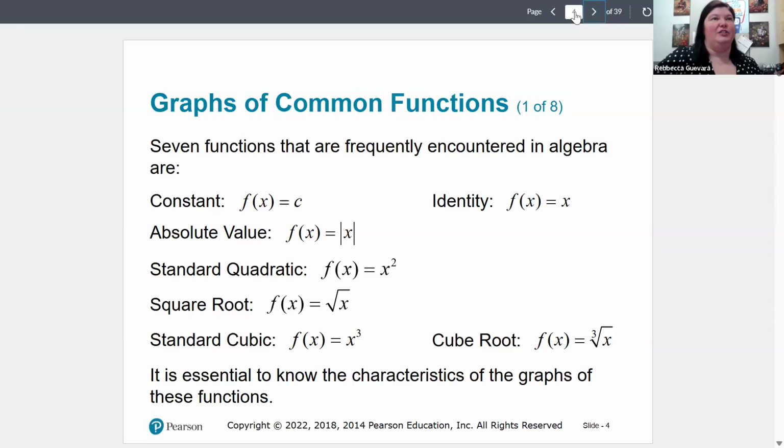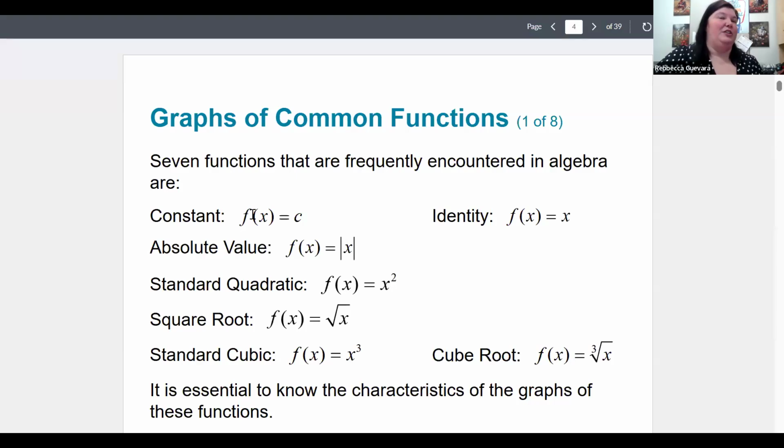Just your common functions here. Just to go through them again, because these are ones mostly we're going to play with. We have your constant function, which is f(x) is just going to equal c, where c is just a real number. So this would be like f(x) is equal to 5. You have absolute value, which is going to be f(x) is equal to the absolute value of x. Your standard quadratic function is f(x) is equal to x squared. Your square root function, your cubic, your identity is f(x) is equal to x, and then your cube root, which is going to be the cube root of x. So these are what we call your parent functions.